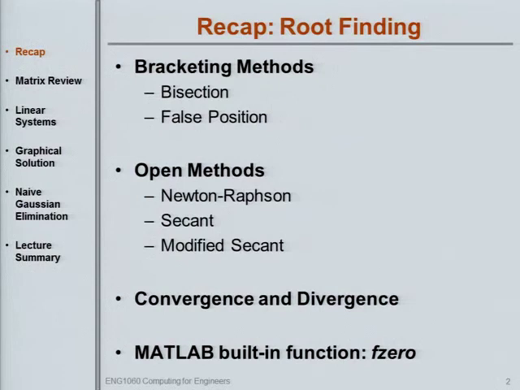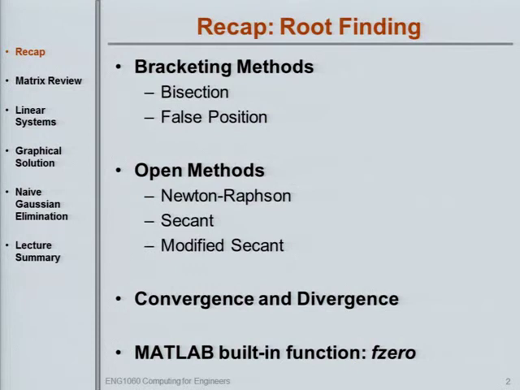Okay, so very briefly then, we're approaching the end of Engineering 1060. Let's have a quick look at what the things are that we've done. We've looked at root finding, and we looked at a couple of different types of methods for doing that. Bracketing methods and open methods.